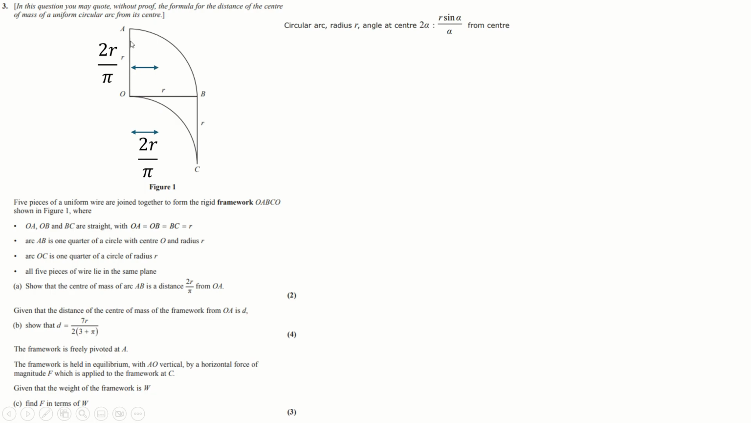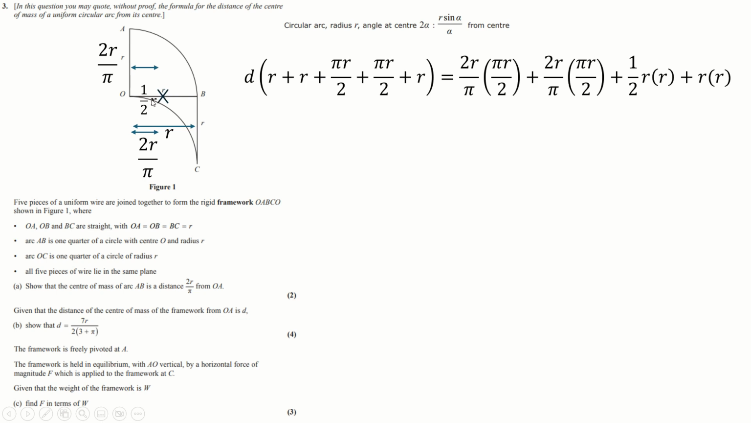And we're only thinking about horizontal distances because we're thinking about the distance from OA, so I don't need to think about any vertical distances yet. This wire here has a center of mass of half r away from OA, of course, and this one a distance of r away. So now we can just do the same thing we did before, which is d, the overall center of mass distance away from OA, times the total mass, equals, and then just take moments: 2r over pi times the mass of this arc, which is essentially just the length of it, 2 pi r all the way around divided by 4. If you're working in radians, of course, you can just use the radians formula. Either way, you'll just get pi r over 2.